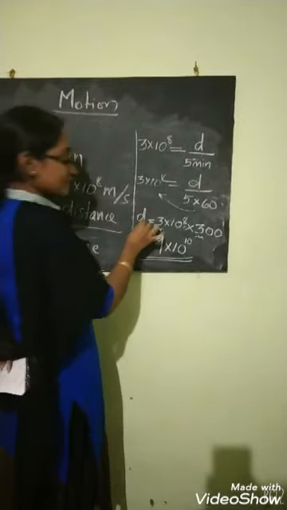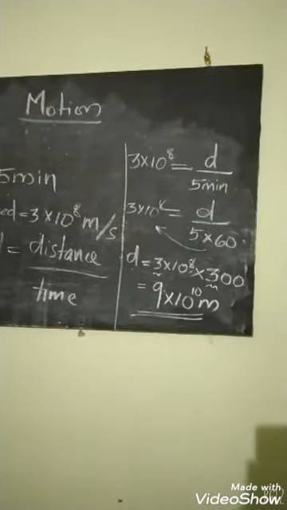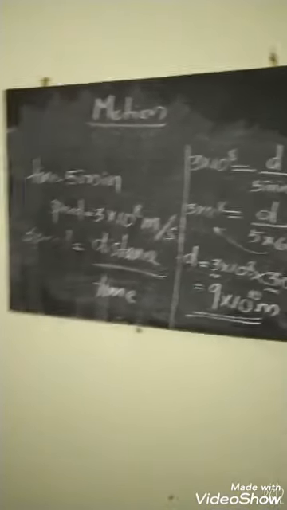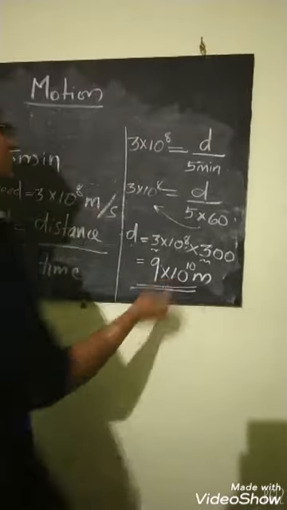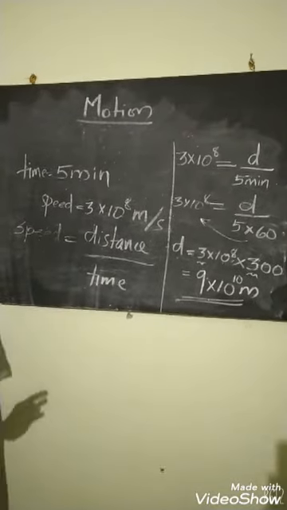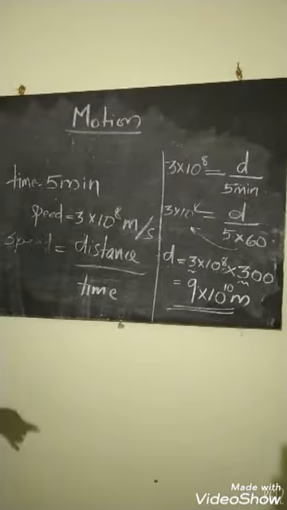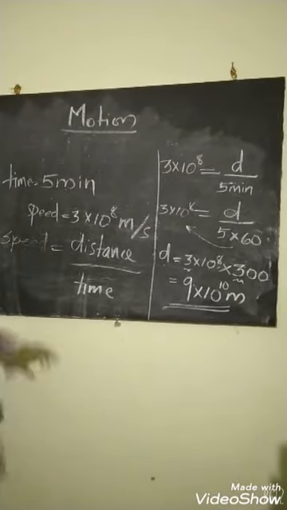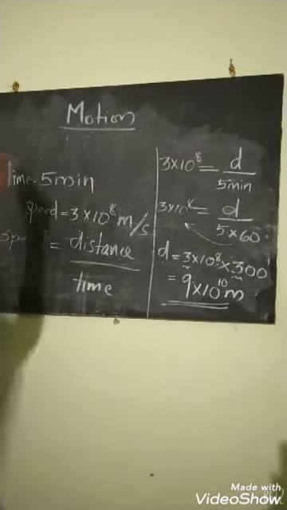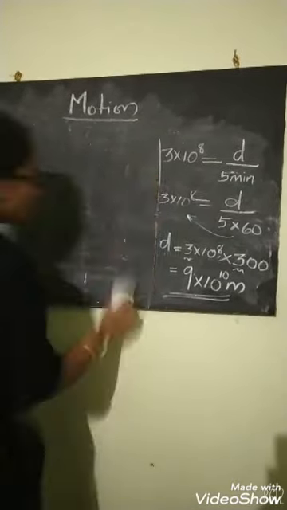The distance, and our unit is meter. This is the answer for our first question: 9 into 10 raised to 10 meter. That is the distance the signal traveled from spaceship to ground. I think the problem is clear. Many of you sent me the answer, and this is for those who felt difficulty in solving this problem. Now we are going to explain the next question.